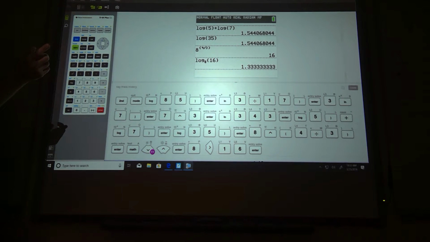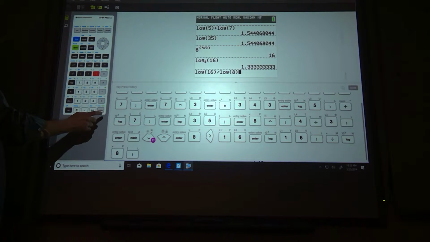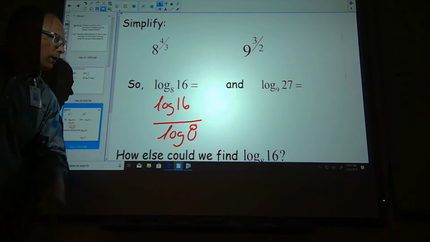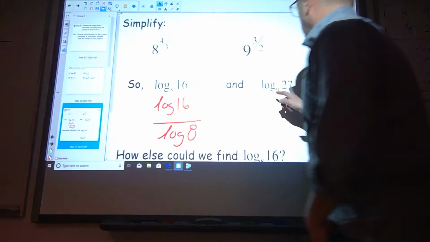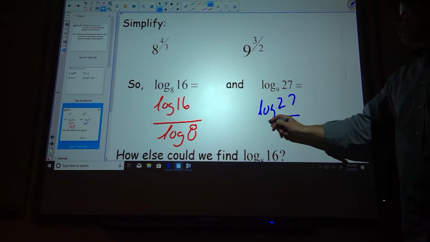If you did the change of base, because you can't find the log base on there, I can go log 16 divided by log 8. And again, comes up with the exact same answer. So which is the more preferable? Well, sometimes if you have one more button to find, it becomes kind of a pain. Knowing that you can always convert log base whatever to base 10 by saying the log at the top over the log at the base works out nicely. Any questions so far? Are we okay? All right, so this particular one, I could go ahead and write this as log 27 over log 9.